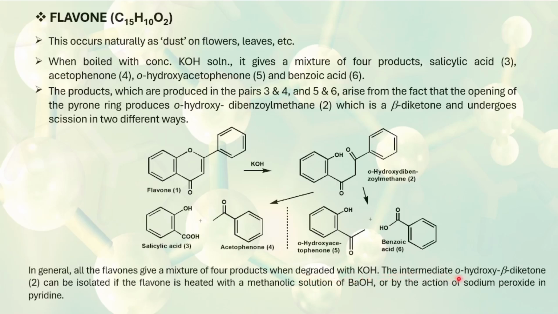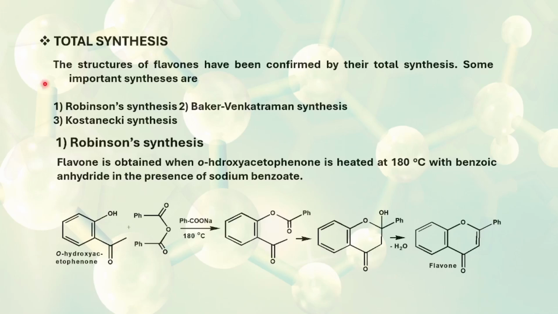The intermediate orthohydroxy beta diketones can be isolated if the flavone is heated with a methanolic solution of barium hydroxide or by the action of sodium peroxide in pyridine. But there is also total synthesis. The structures of flavones have been confirmed by their total synthesis.